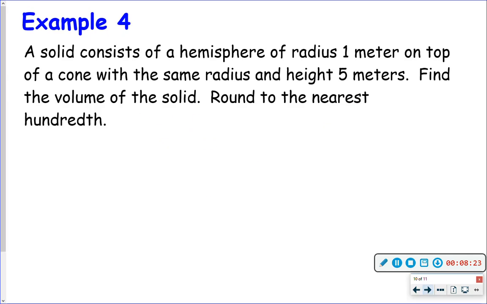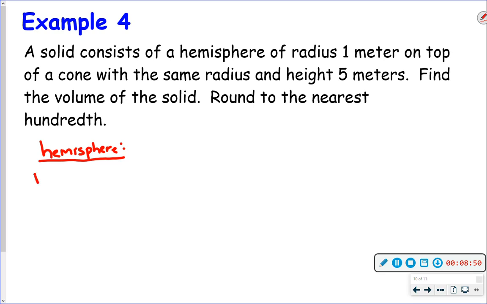So we're going to have kind of a little combination here. A solid consists of a hemisphere. So that's half of a sphere. So I'm going to do my sphere formula, and at the end I'll just cut it in half. And then they also talk about a cone that has the same radius, height of 5. Find the volume of the solid. So you have two different parts of this figure, so to speak. We have the hemisphere, so we're going to start with that formula.